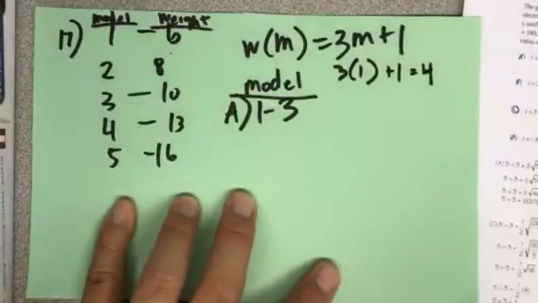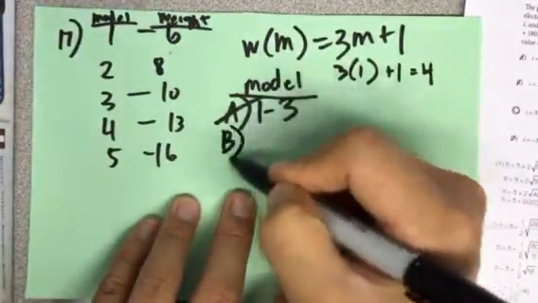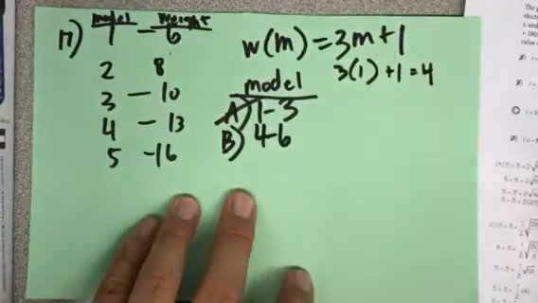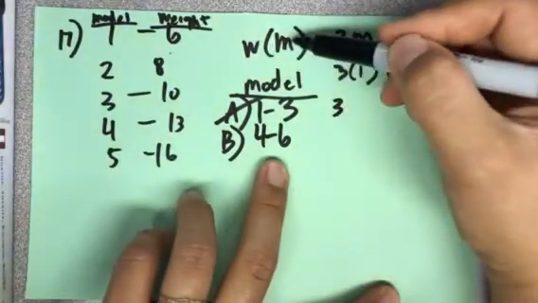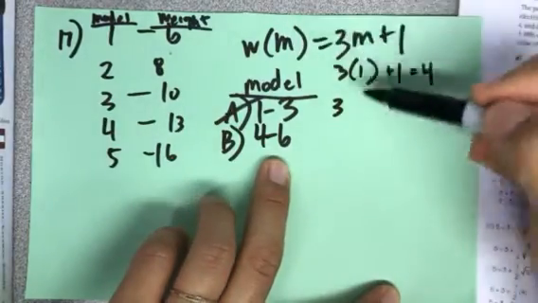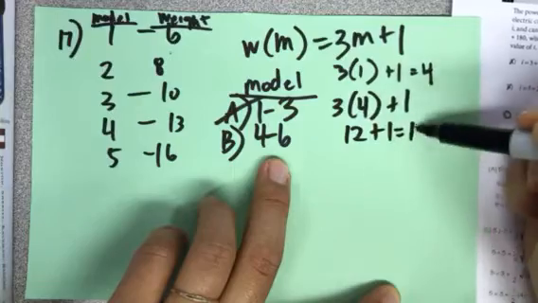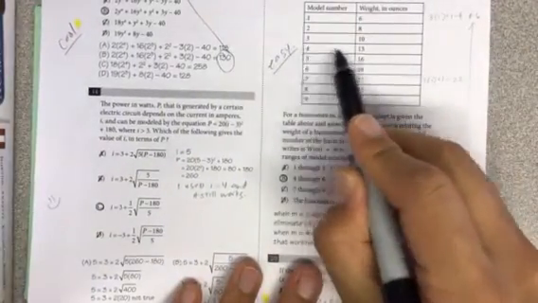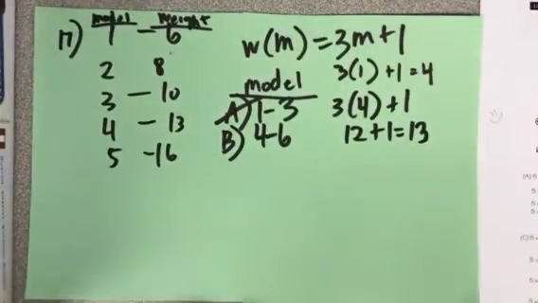And if 1 doesn't work, all of them do not work. So you just plug it in. The next one is 4 to 6. Okay, so try it out. 3, and then the 4 is going to be the M, right? Times 4 plus 1. That's 12 plus 1 is 13. Okay, look here. When you put in the 4, then it goes to 13. Do you guys get that? So that one does work.